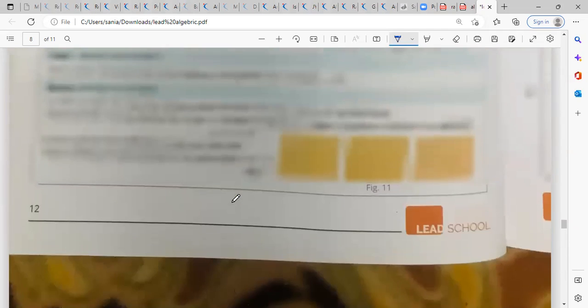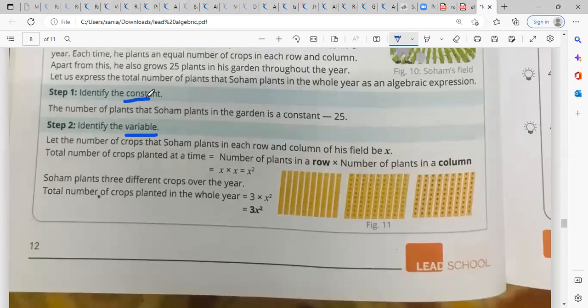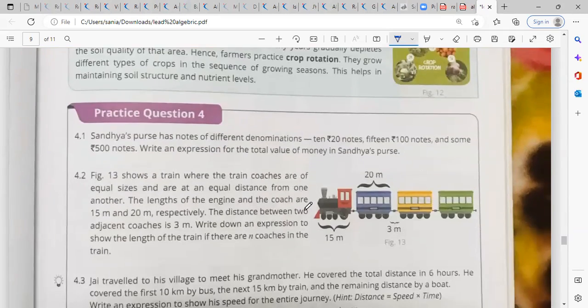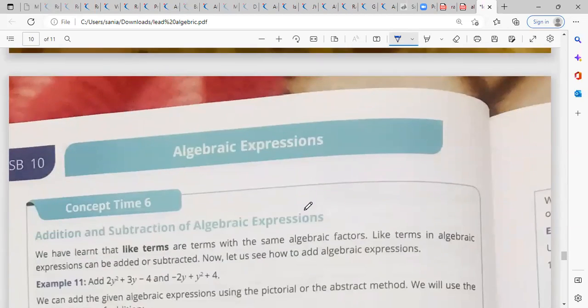First of all, always identify the constant. After that, identify the variable. How many variables are there? One, two, whatever it is. And after that, make an operation, like relate them, and then form an expression. Okay, like this. So now let's do a few questions over here, and after that you will get to know more about it.